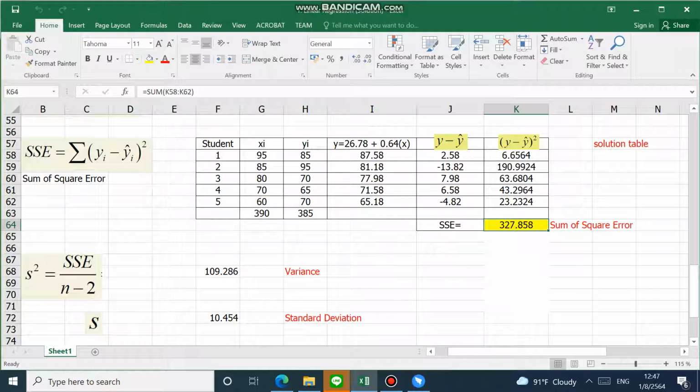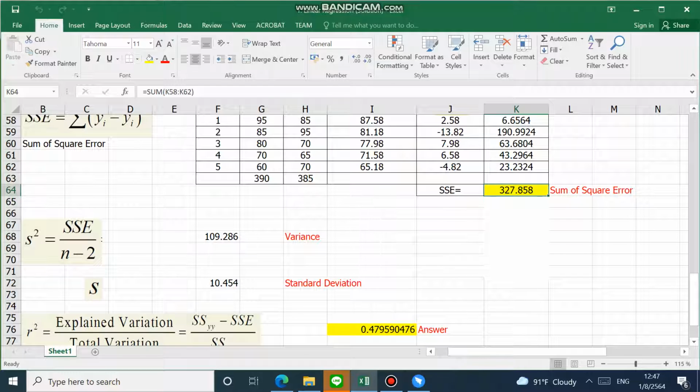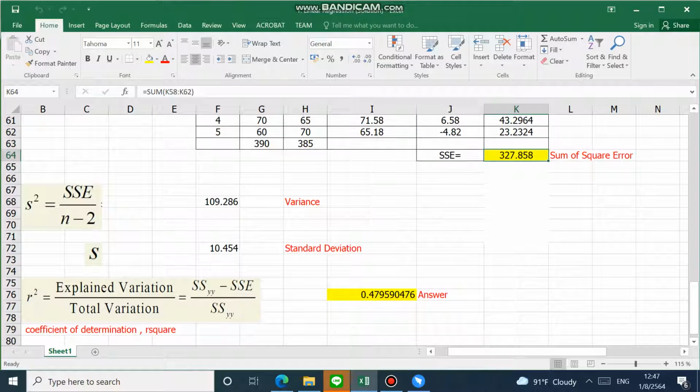And then you can compute variance, because variance is equal to SSE divided by n minus 2. SSE is 327.85 divided by 5 minus 2, which is 3. So the variance is 109.2. So S, standard deviation, is the square root of variance. So you can get the value of S equal to 10.454.